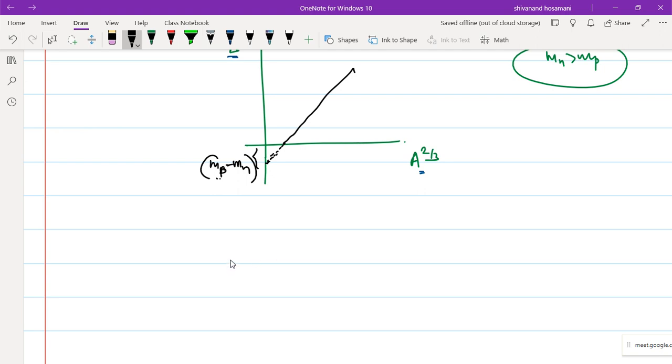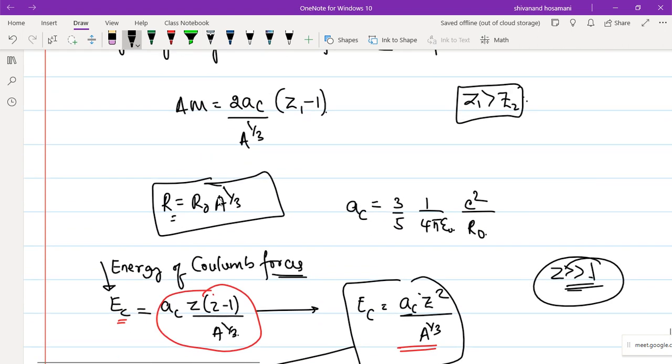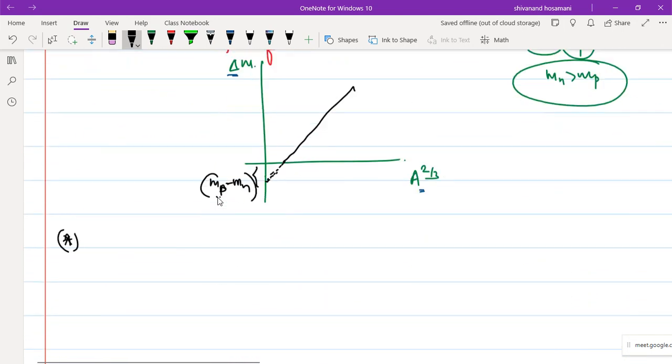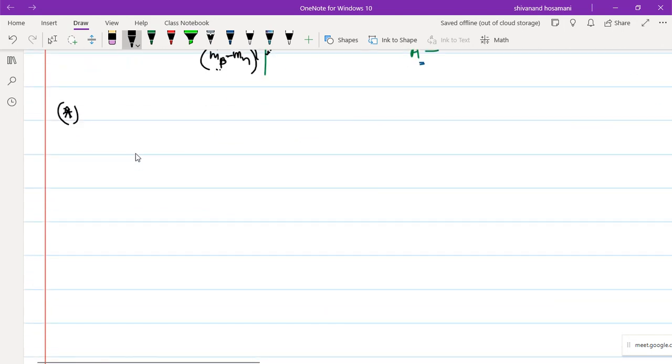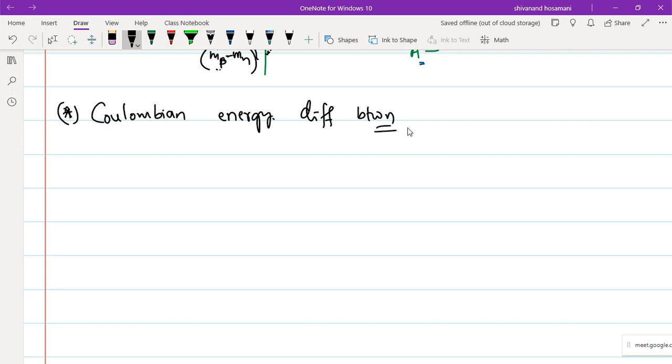Mass number. And similarly, we can calculate the Coulombian energy difference between the mirror nuclei. So they may ask this also. Mass difference we calculated, right? Here we got the mass difference. Then Coulombian energy difference between the mirror nuclei.